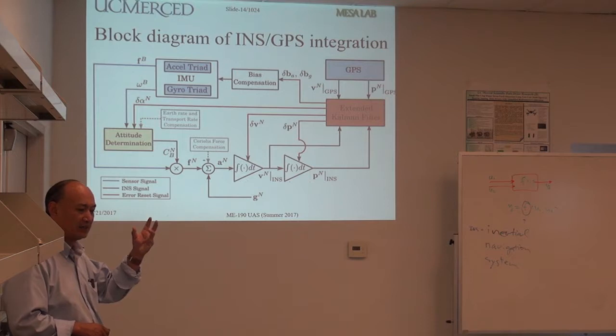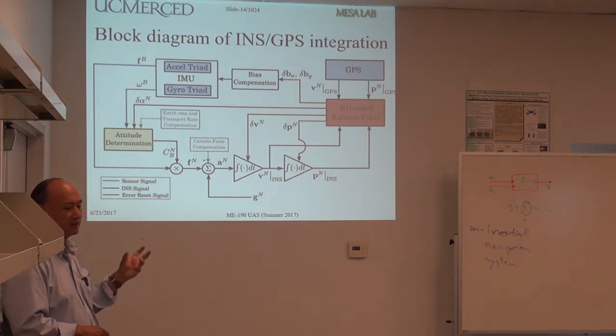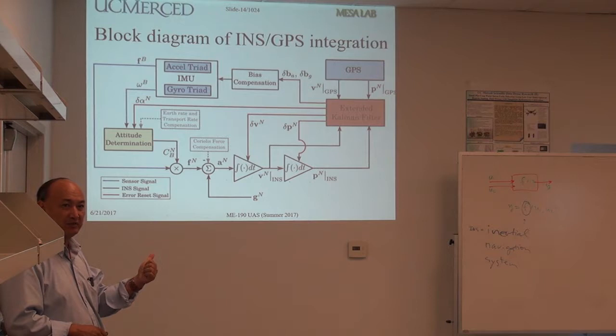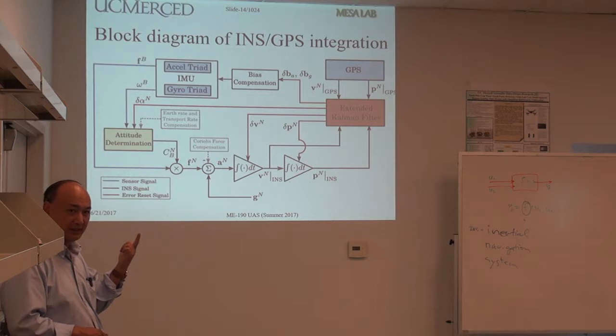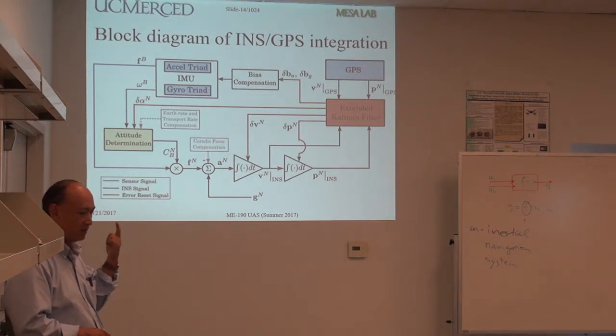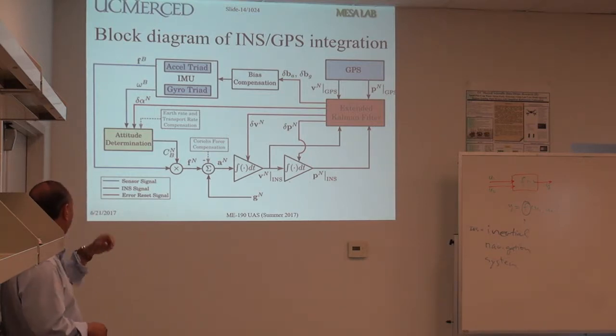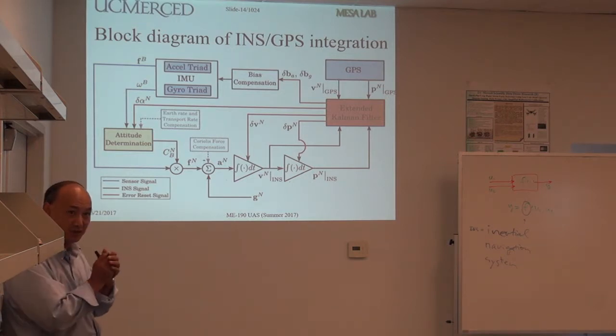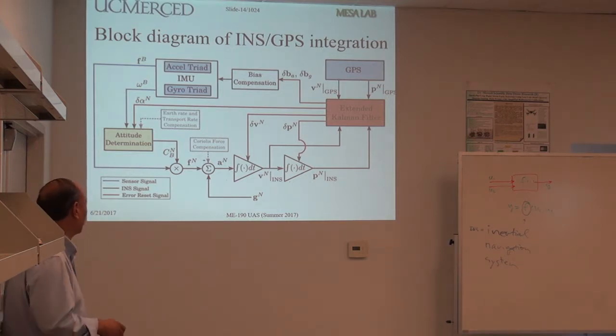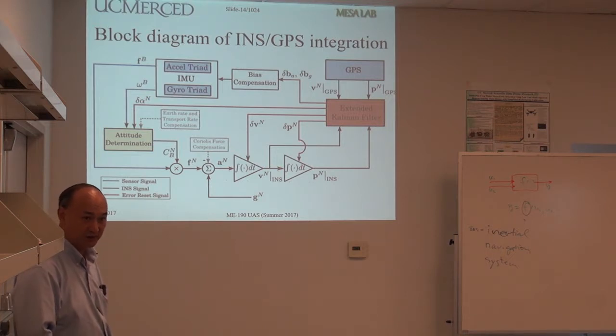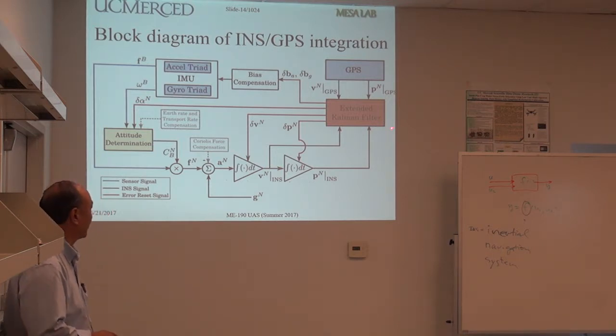So this is from the INS sensors. Mainly you have nine signals: three accelerations, three PQR rates, the gyro rates, and three magnetometer signals, so nine. And this is the error reset signal. There are some errors in there, and you use that to make the error small. Then it will be nice. Something in this magic box is called an extended Kalman filter. I don't believe at your stage you should understand what's inside here.